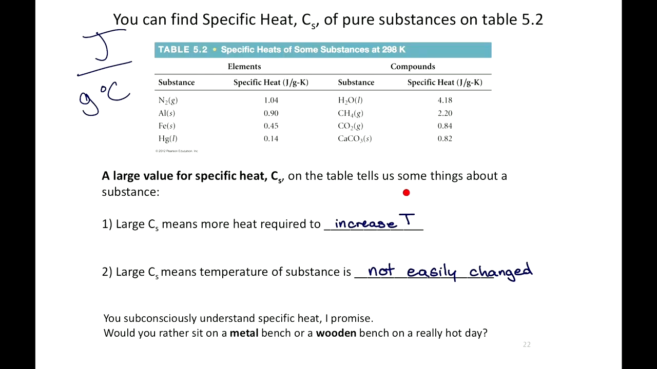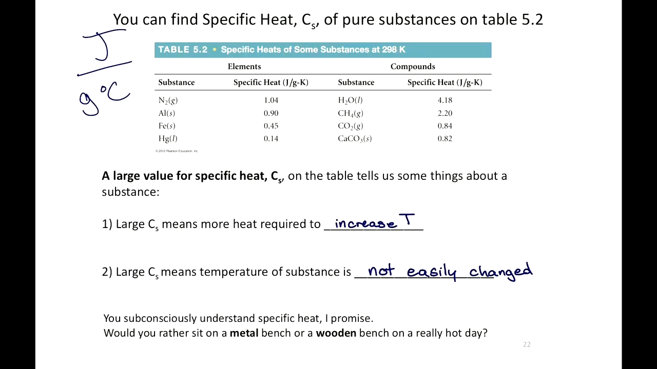So if we have a large specific heat, all right, a large specific heat means you need a lot of heat to increase the temperature of 1 gram of substance, right? You need a lot of heat. That's what a large specific heat means. A large specific heat also means that that substance, its temperature is not easily changed, right? That we'll see less variability in that temperature.